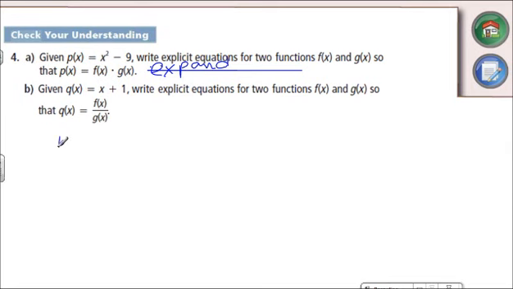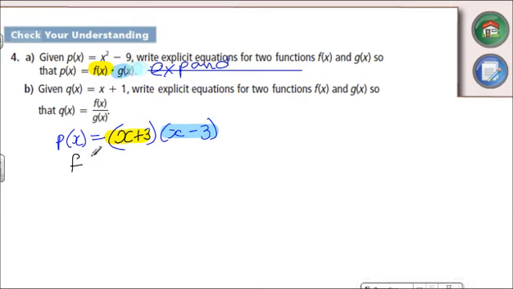So let's factor it. So p at x is made up of, hey, that's a difference of squares, x plus 3, x minus 3. So then that means that f must be this one, g has to be that one. Doesn't matter what order you put them in. That's all. So f at x equals x plus 3, g at x equals x minus 3.